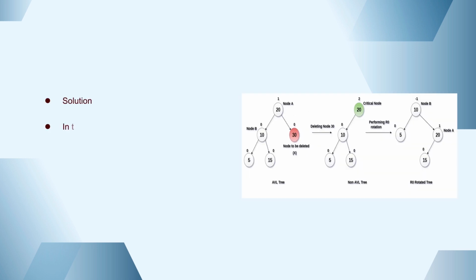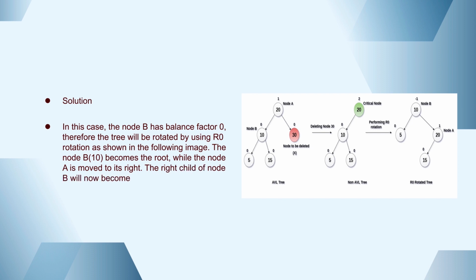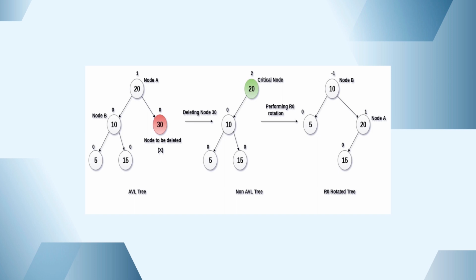In this case, the node B has balancing factor 0, therefore, the tree will be rotated by using R0 rotation as shown in the following image. The node B, 10, becomes the root while the node A is moved to its right. The right child of node B will now become the left child of node A. So, after deleting 30, the tree will be an imbalanced tree. So, we perform the R0 rotation.